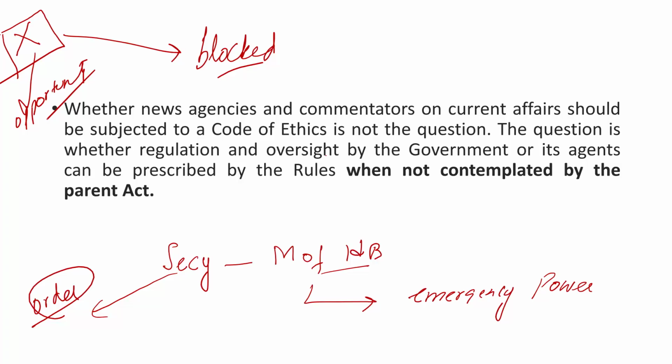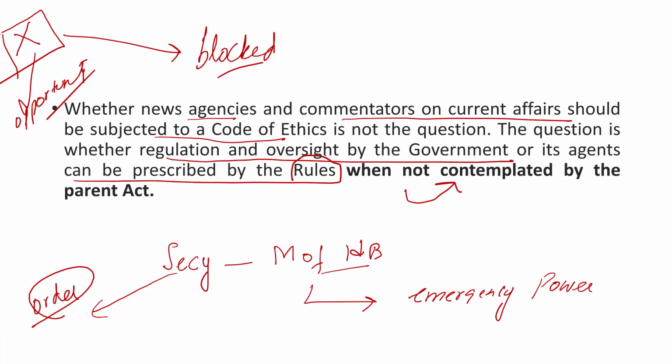Critics also raise a very important and critical issue. They say whether news agencies and commentators on current affairs should be subjected to a code of ethics or not, that is not the question. That's a separate matter altogether. Should there be rules which can govern fake news, half-truth, obscene content? Yes. But the question is whether regulation and oversight by the government or its agents can be prescribed by the rules when they are not contemplated by the parent act.